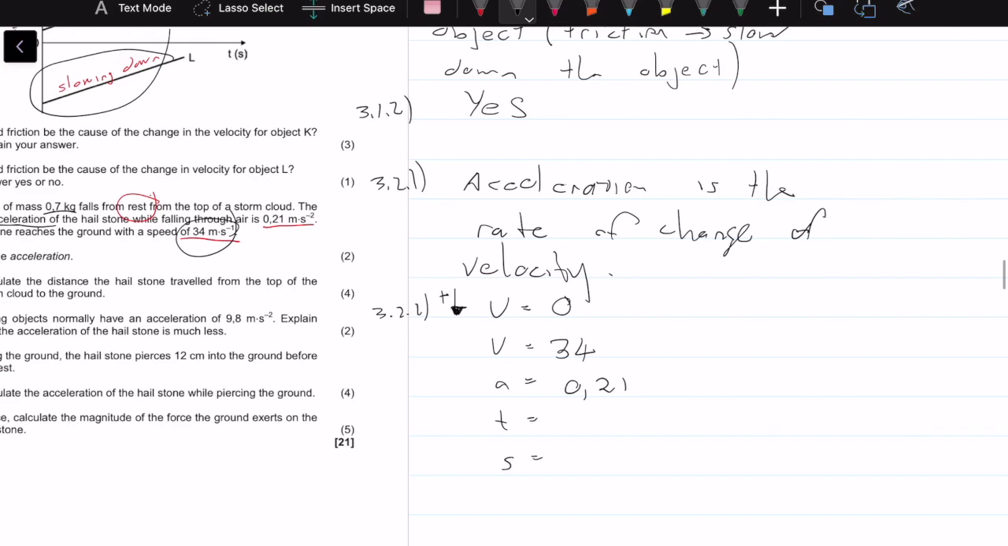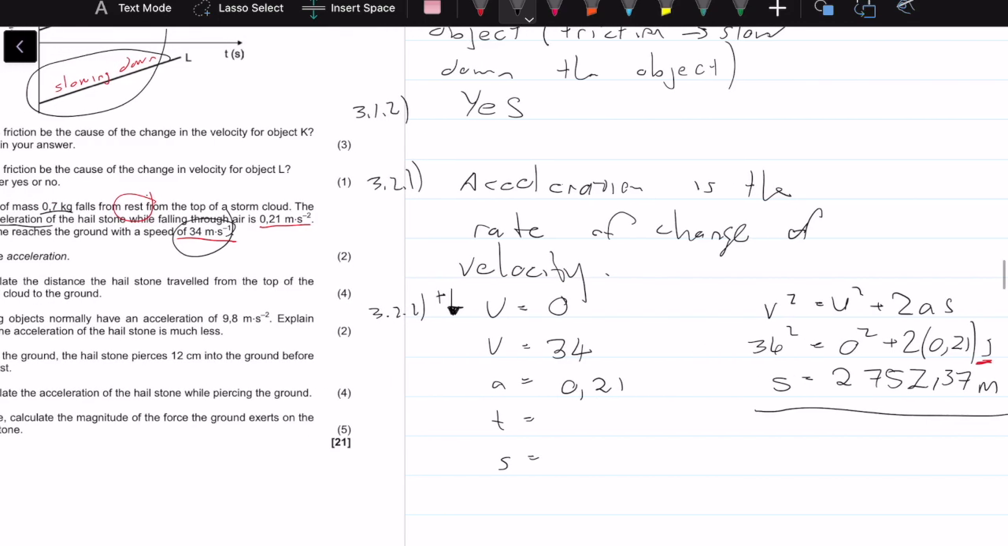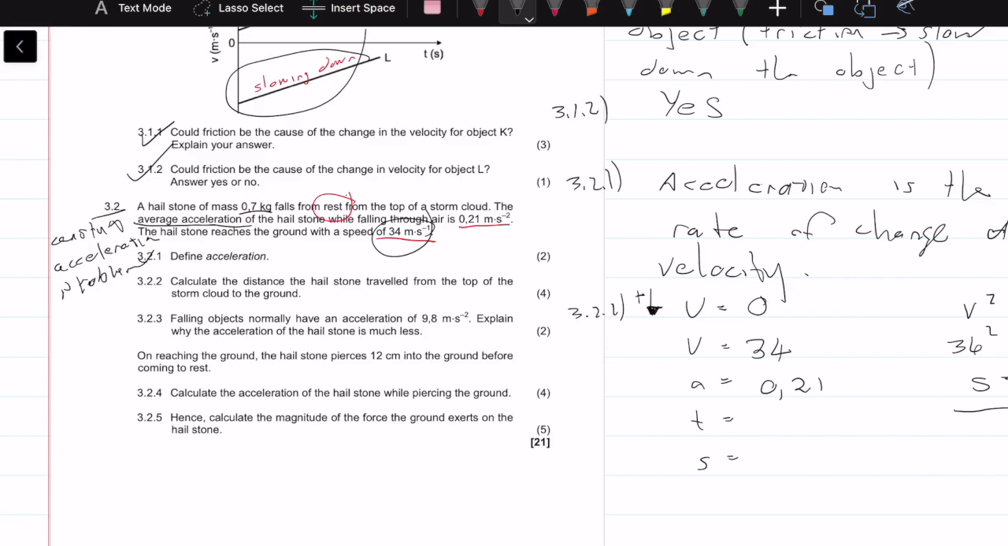So we can use the equation v squared equals u squared plus 2as. 34 squared is equal to 0 squared plus 2 times 0.21 times s. The only unknown is s, so we can solve for s, and s is 2,752.37 meters. So we get the distance traveled by the hailstone.